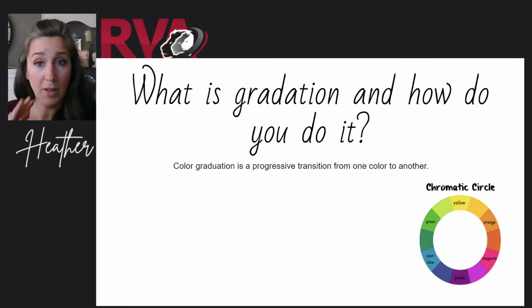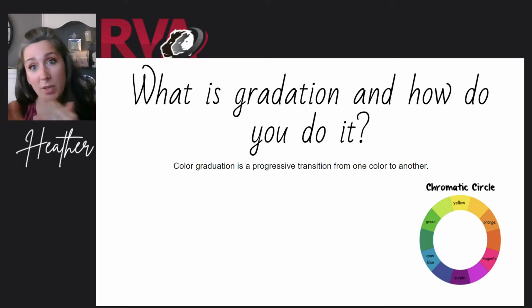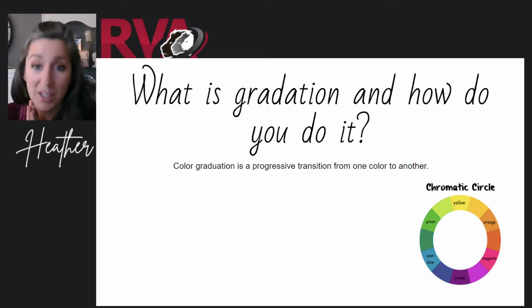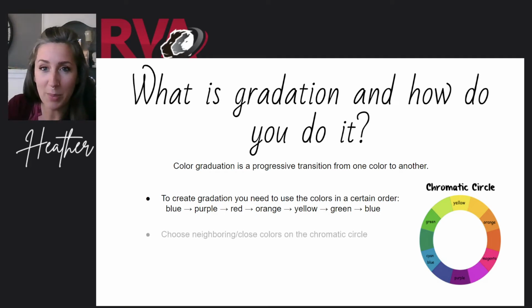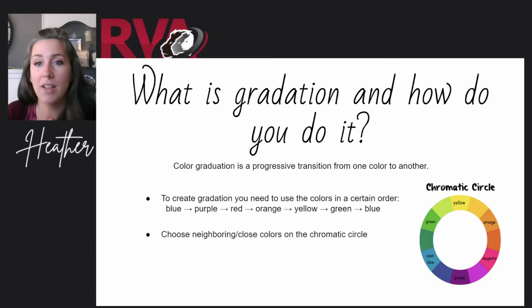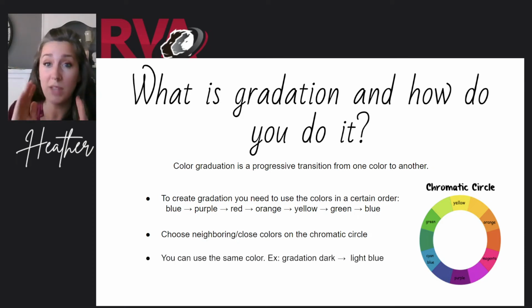That's with the black, white, and grayscale. That's shading. With colors, when we're using these colors next to each other, it's called gradation. All right. So once again, you need to be using colors that are neighbors with each other on the color wheel, or you can actually even use a gradation just within the same color.